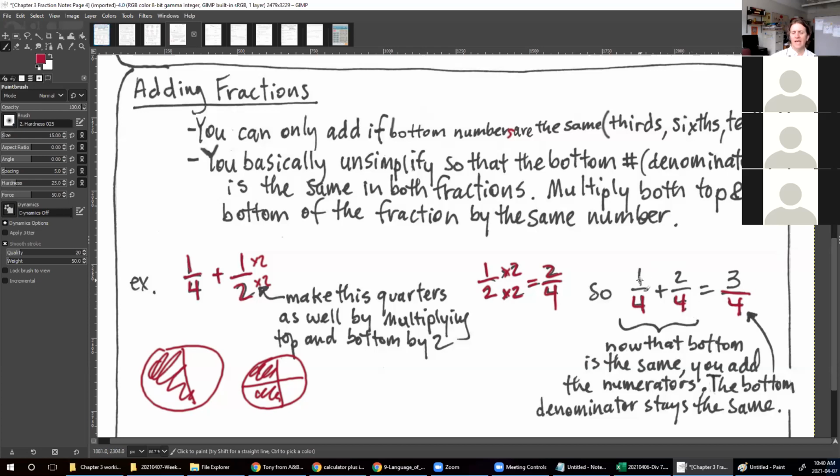And then you can just add the top. 1 plus 2 is 3. So now that the bottom is the same, you can add the top numbers. And the bottom number, the denominator, stays the same. It doesn't change.